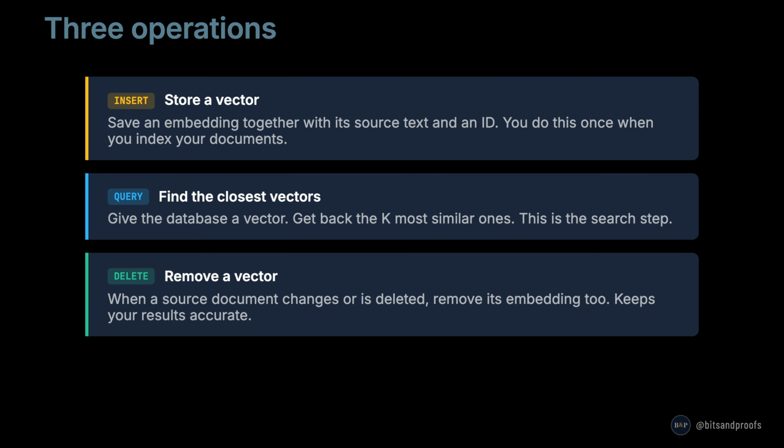A vector database supports 3 main operations. The first is insert. When you index your documents, you store each embedding together with its source text and a unique ID. The second is query. You give the database a vector, the question embedding, and ask for the top k closest matches. This is the search step that happens on every user request. The third is delete. When a source document changes or is removed, you delete its embedding from the database. This keeps your search results accurate and up to date.